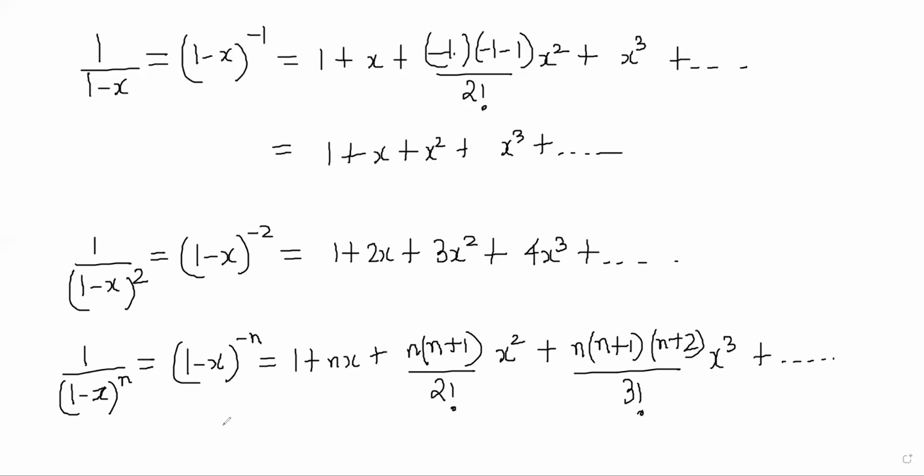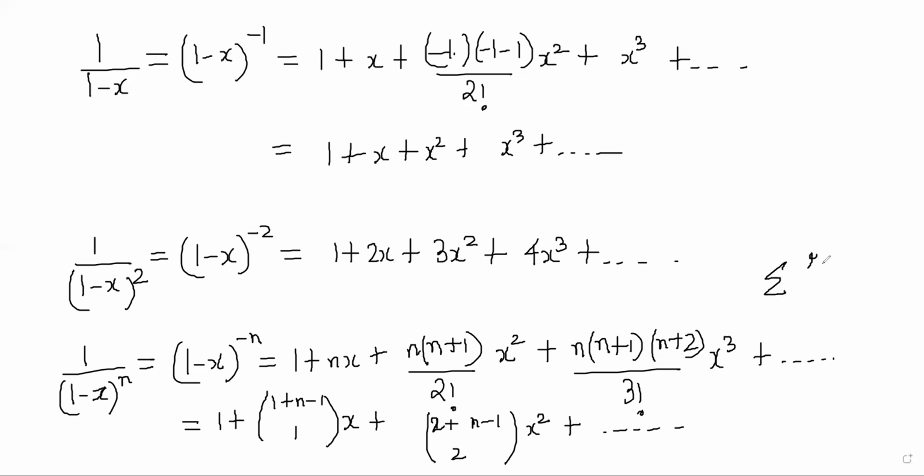Basically, this has been defined like this. It can be written as 1 plus (1 plus n minus 1) C 1 x plus (2 plus n minus 1) C 2 x square plus so on. So basically the general term here becomes (r plus n minus 1) C r. So this series can be written as the summation of (r plus n minus 1) C r x power r, where r goes from 0 to infinity.